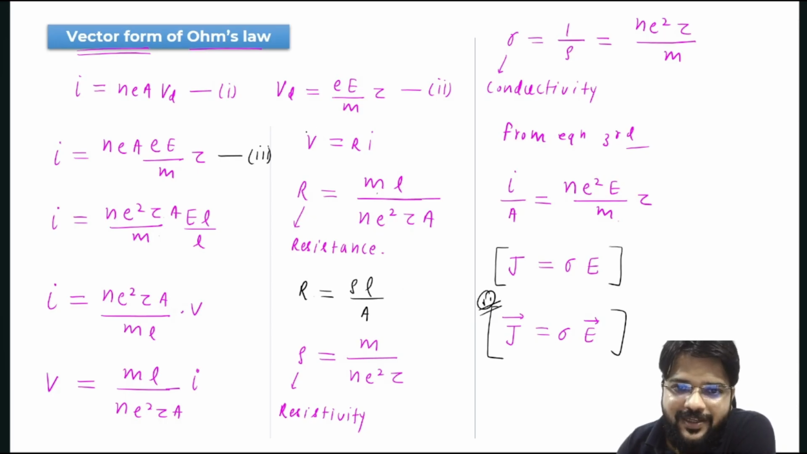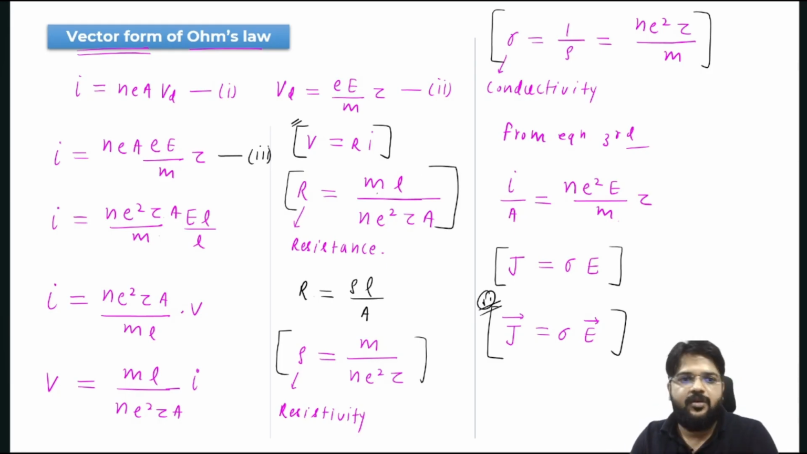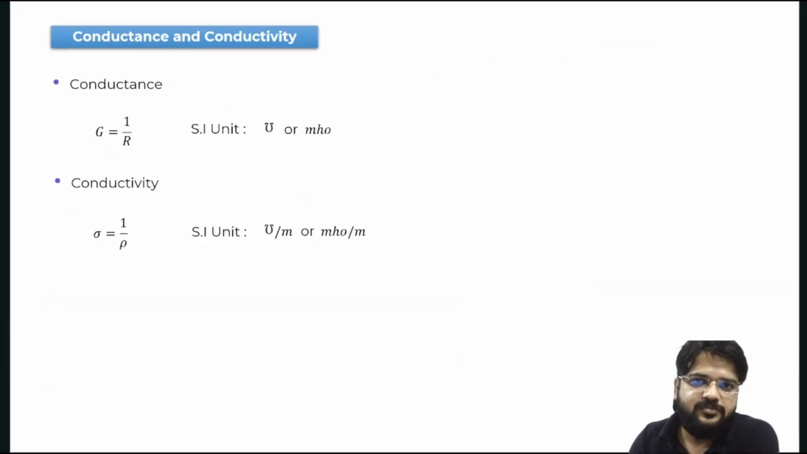And if I write Ohm's law in scalar form, it is V equal to RI. So this is the scalar form and this is the vector form. All right. So here we have so many formulas, like the conductivity formula, correct? We have the resistivity formula, we have the resistance formula. So remember all this. Now let's see the next slide.